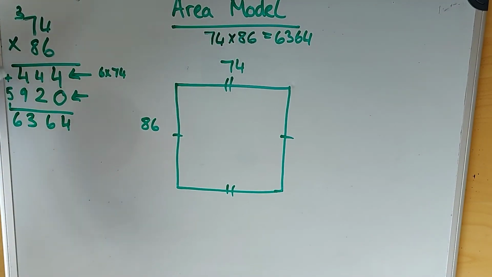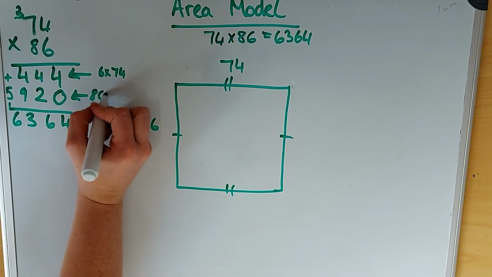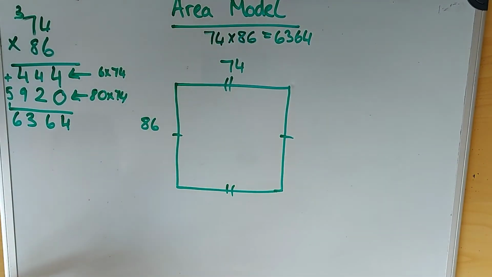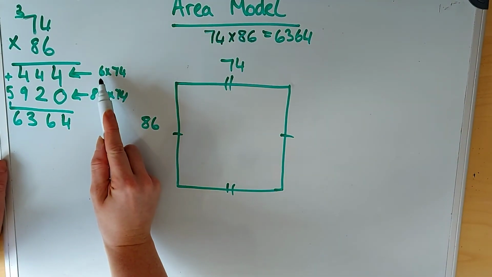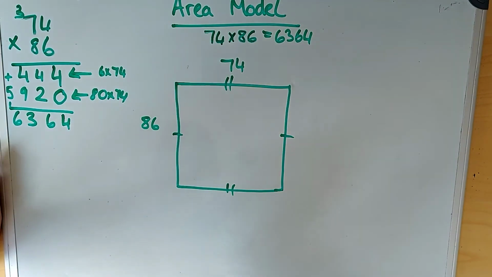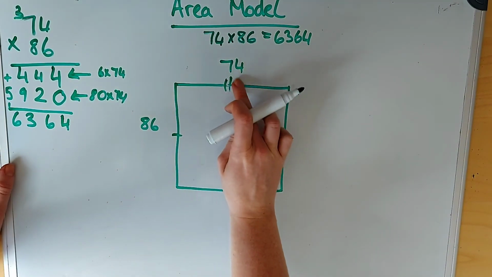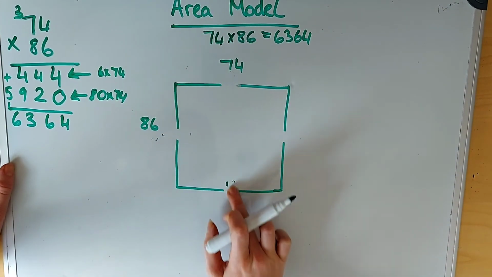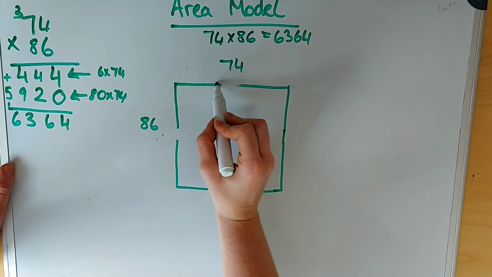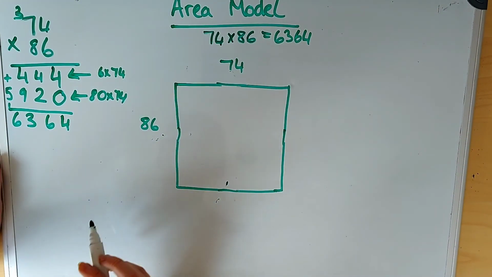And this part here wasn't 8 multiplied by 74, it was 80 multiplied by 74. And if we go back to our area model, so here we've got 6 groups of 74. Well, I know there's 74 across here. Let me just get rid of these bits so we don't get too confused. So I know there's 74 going across, and I want 6 groups of it.